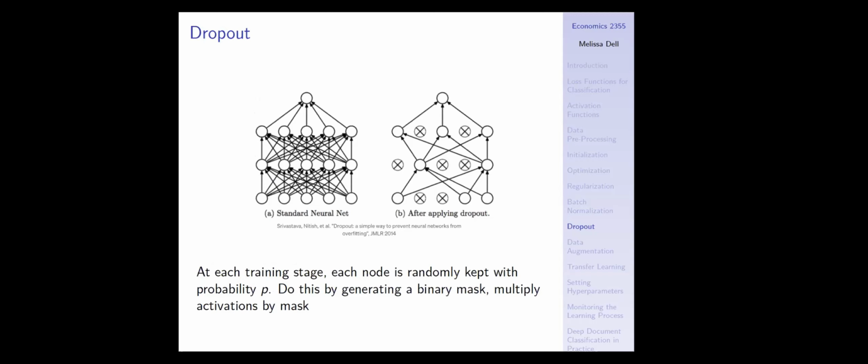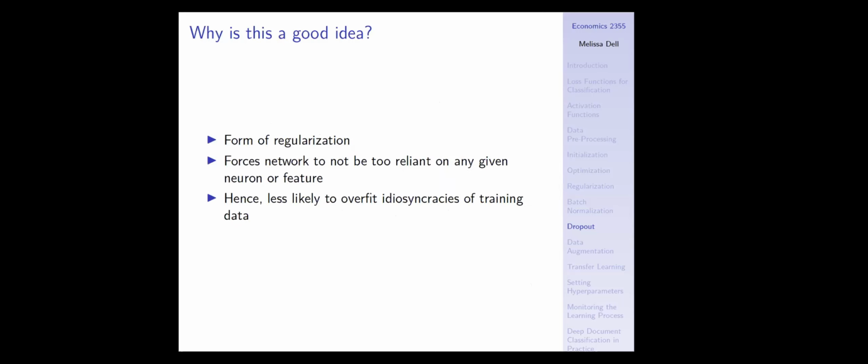Okay, and so the idea behind dropout is that at each stage of the training, each node is randomly kept with a given probability. So you do this in practice by generating a binary mask that consists of zeros and ones, 50% zeros, 50% ones if you chose 0.5. Then you just multiply the activations by this mask, and it has the effect of removing those activations. And then you also do this on backprop, right? So those gradients are going to be 0.